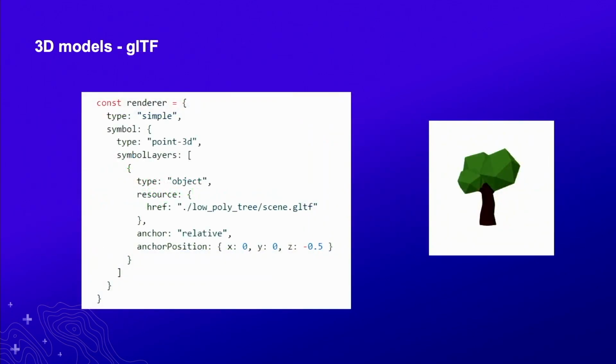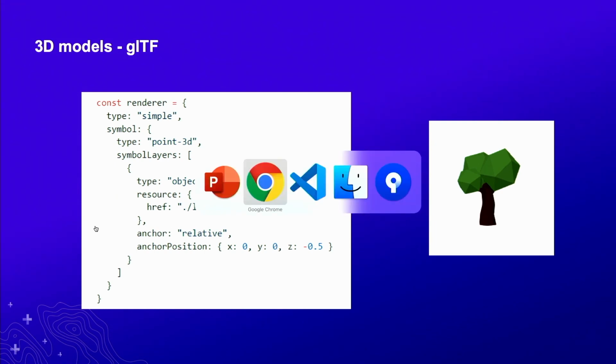You can, of course, bring in your own custom symbols using glTF resources, and that's how you would reference it. I'm not going to show you a glTF example, but know that if you have a model, you can simply reference it on the href property of your resource in your symbol layer. Then you can scale it and style it how you need to. So I'm going to go ahead and start to show you some demos.